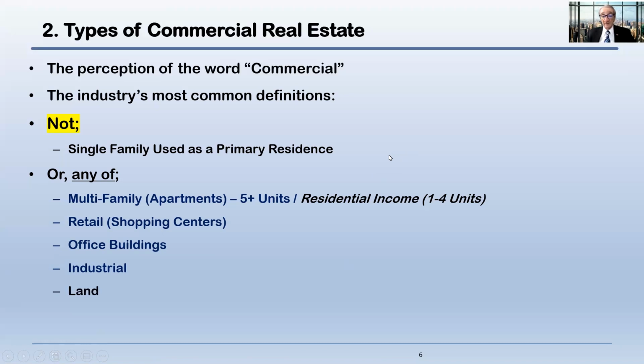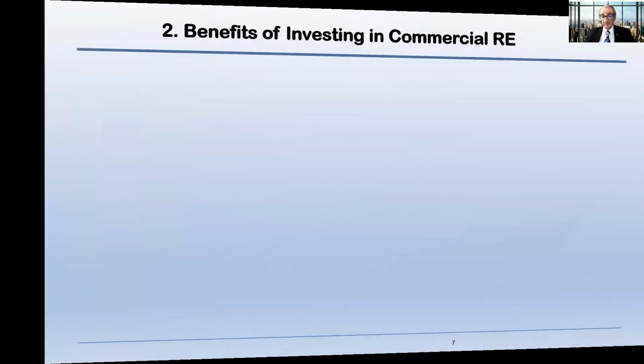Are there other types? The answer is yes, but they are not one of the four main types. Land, for example, and special purposes like churches, libraries, all of these are considered special purposes.